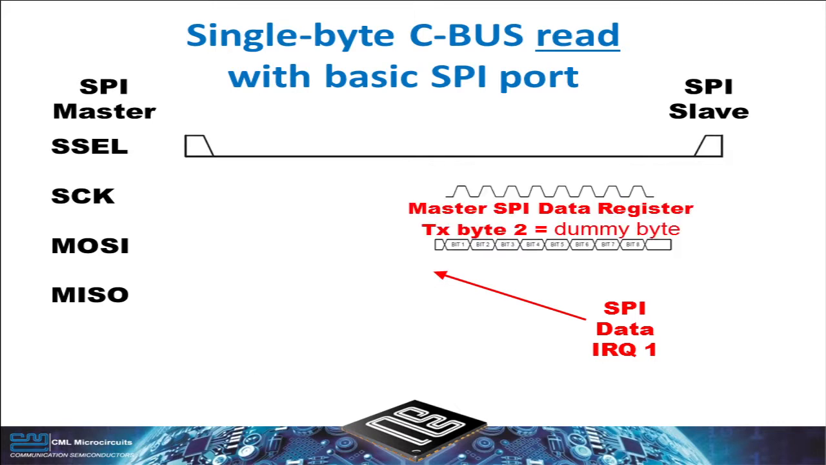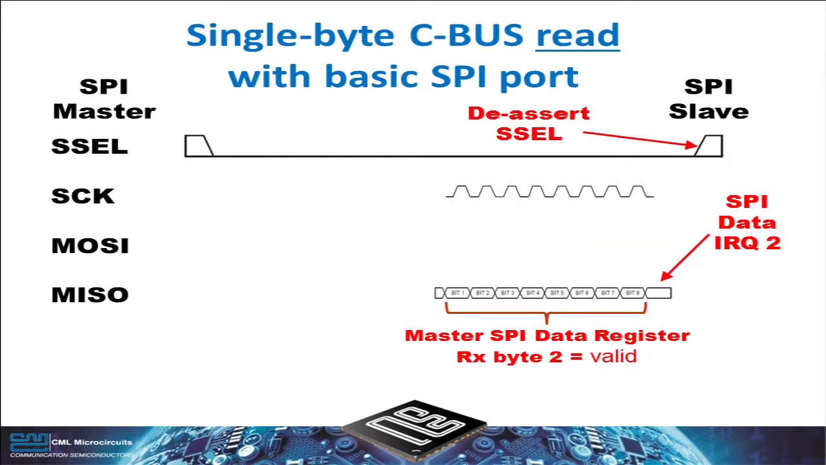Load a dummy byte into the master SPI data register to allow the slave C-BUS data to be clocked into the master SPI port. The second SPI data interrupt indicates valid data is available. After the data is read out, deassert slave select.